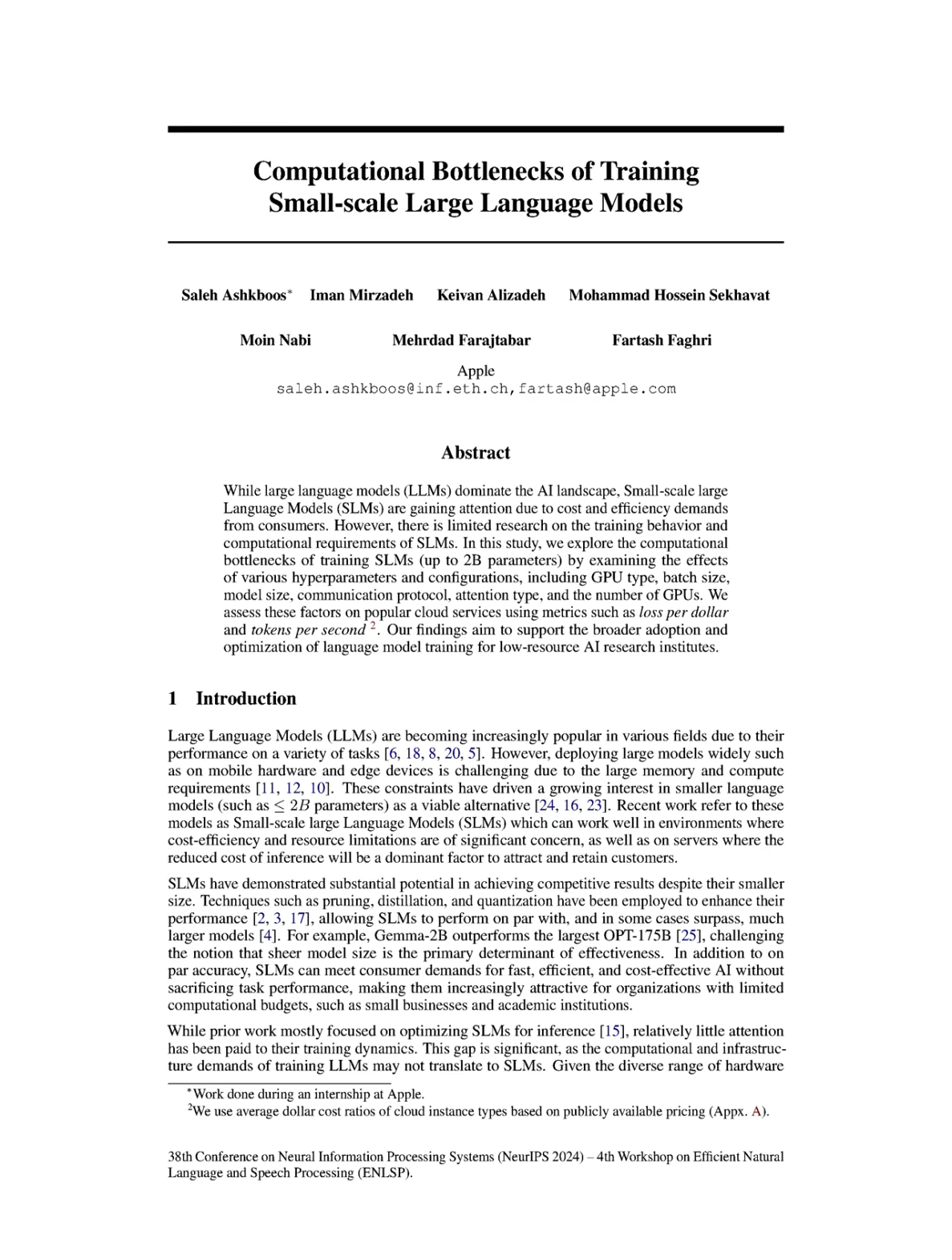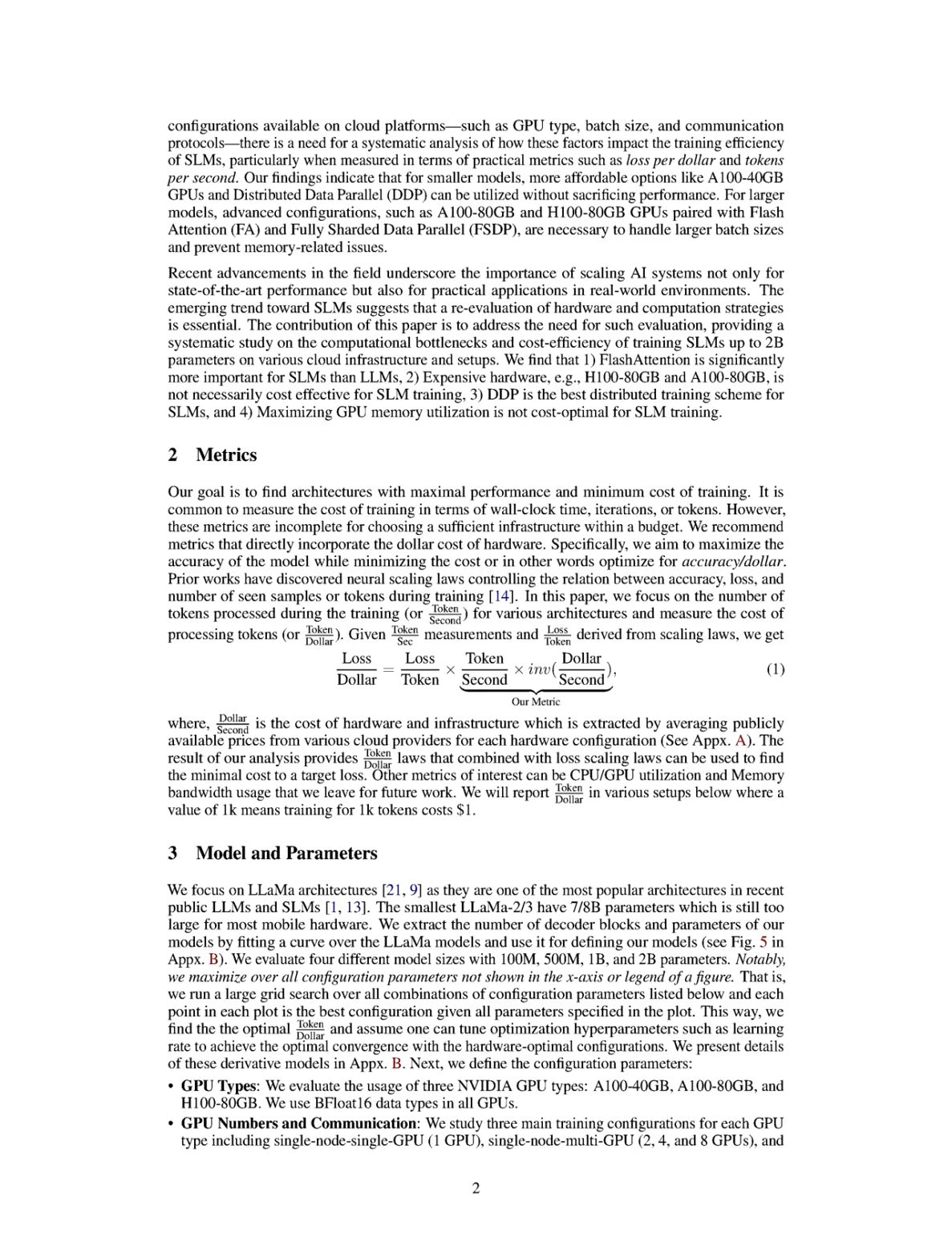The paper identifies several computational bottlenecks and cost efficiency challenges when training small-scale language models, SLMs, on cloud infrastructure. Firstly, it highlights that flash attention is significantly more crucial for SLMs than for larger models, as it enhances the token-dollar ratio, particularly for smaller models where data movement becomes a bottleneck. Secondly, it notes that expensive hardware, such as H100-80 GB and A100-80 GB GPUs, is not necessarily cost-effective for SLM training, suggesting that more affordable options like A100-40 GB can be utilized without sacrificing performance.